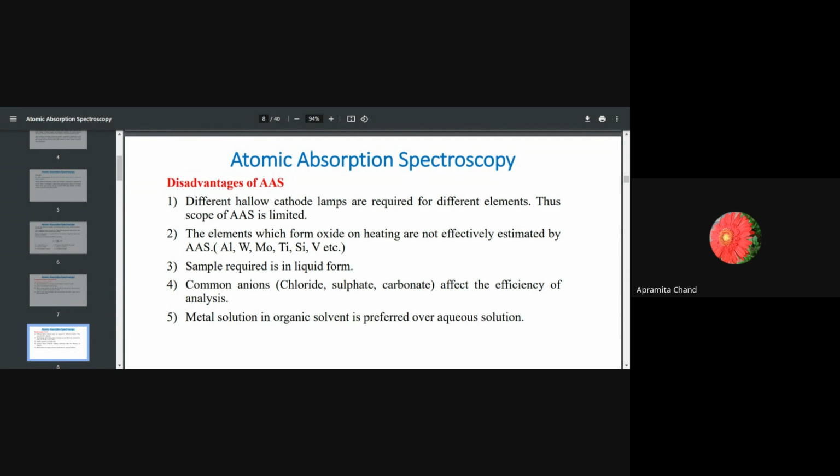Also, if you have some common ions, you must have seen interference in salt analysis. Here also the spectrophotometry is subject to interference. So there are some common anions like chloride, sulfate, carbonate, which affect the efficiency of analysis. Now, elements which form oxide on heating are not effectively estimated by AAS. So, if you have many oxide forming elements, they will not be effectively estimated by AAS.